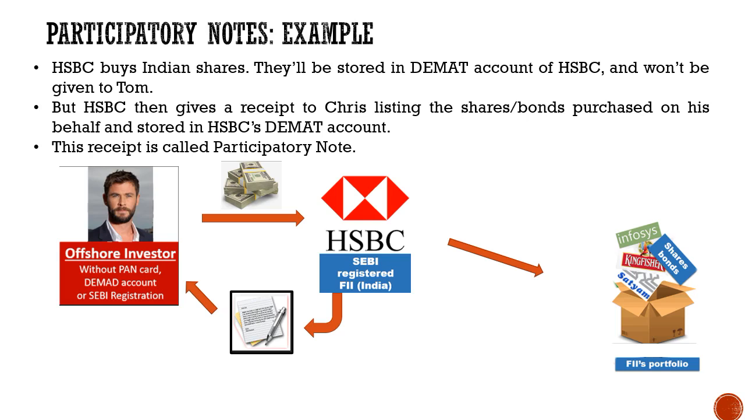So when an offshore investor wants to invest in India but does not want to open a PAN card or a demat account, and does not want to register under SEBI, he approaches a middleman, that is the FII, who is already registered in India. They buy shares on behalf of the investor and they issue a receipt. That receipt is nothing but the P note, or the participatory note.